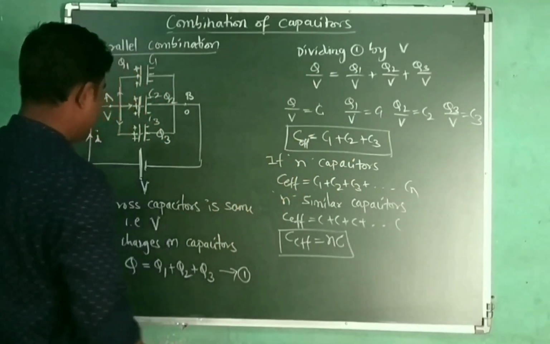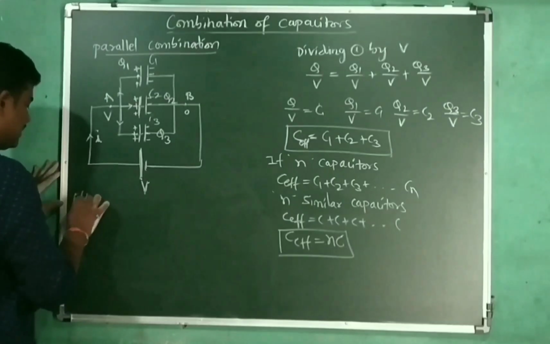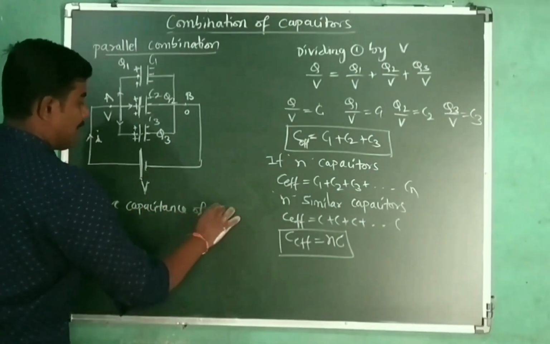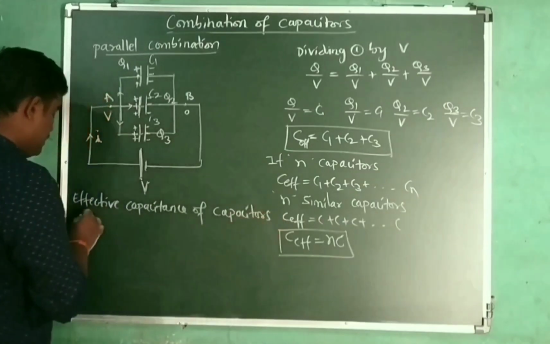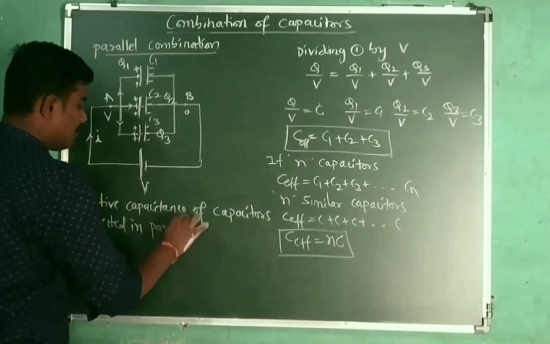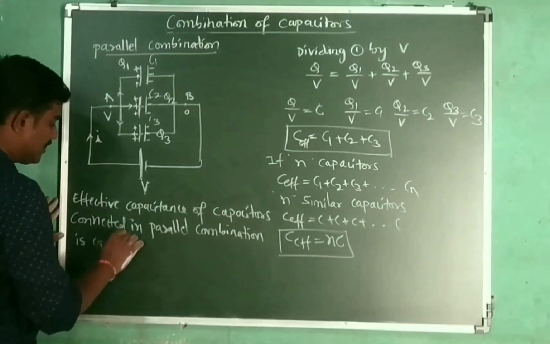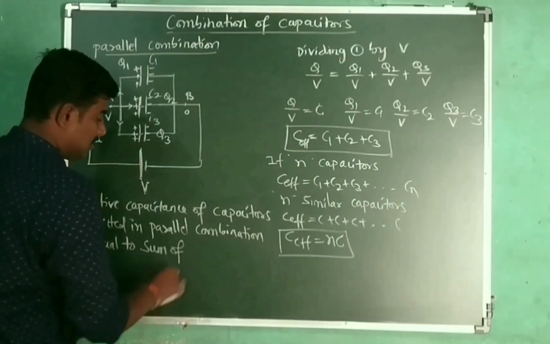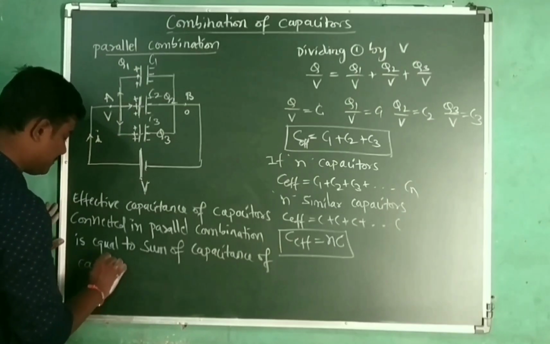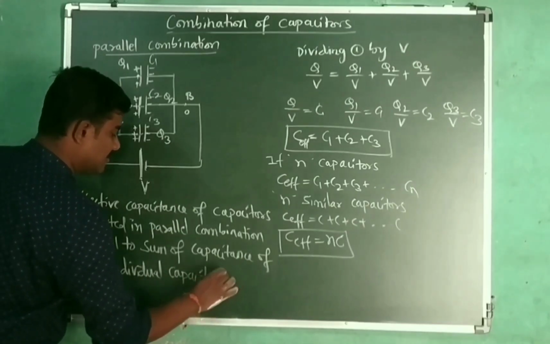Okay. So the statement I will write here. Effective capacitance of capacitors connected in parallel combination is equal to the sum of capacitance of each individual capacitors. This is the statement.